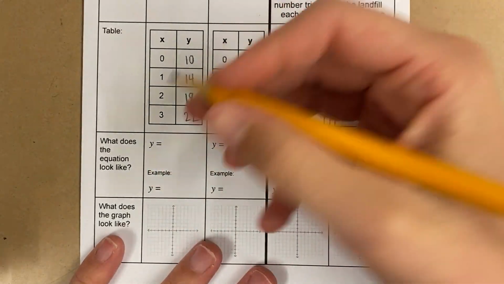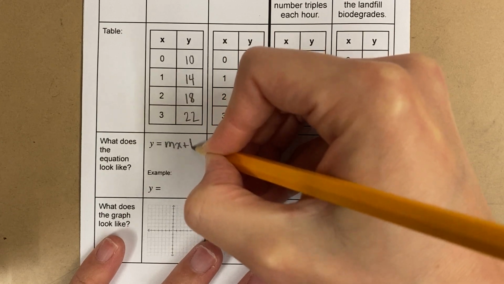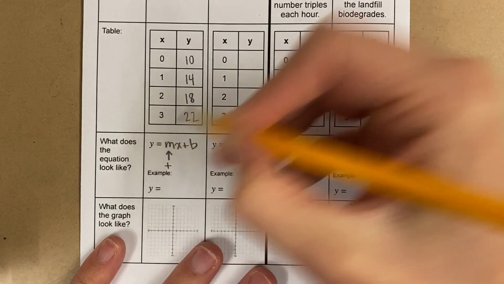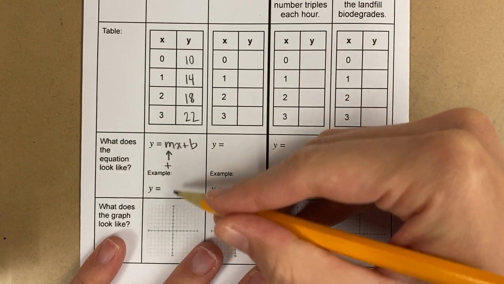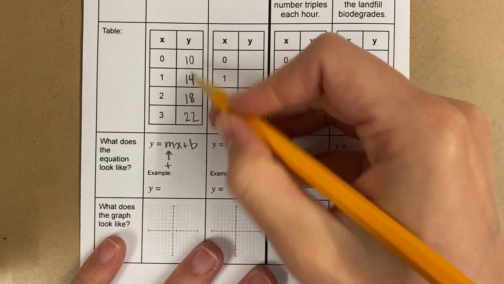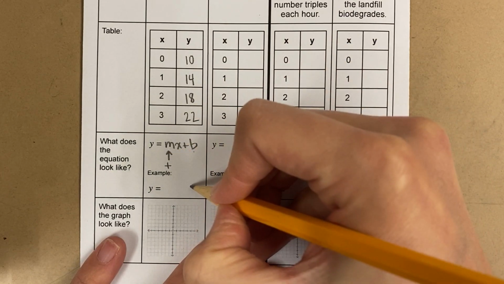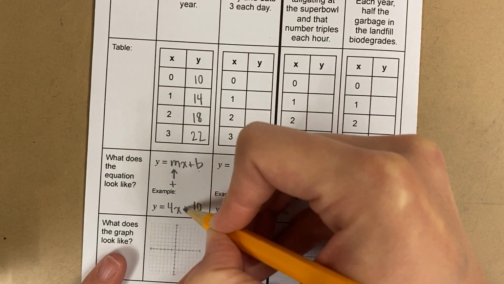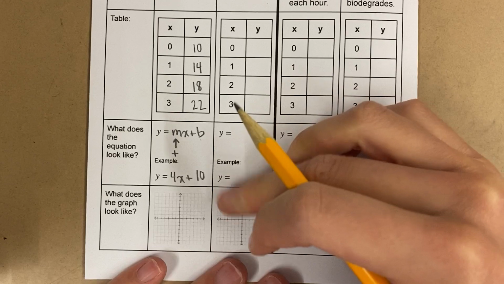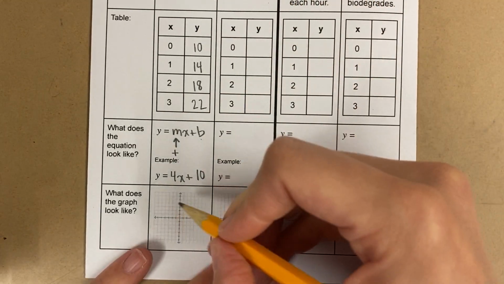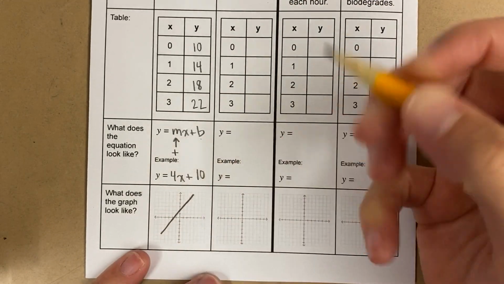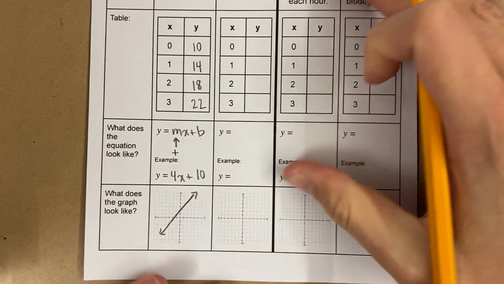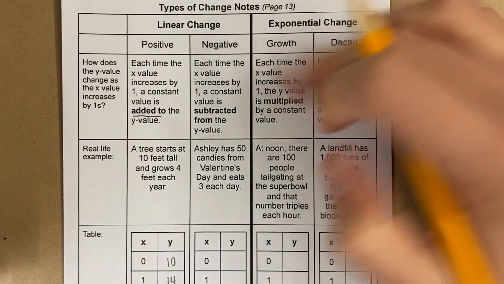Now, with positive linear change, the equation is going to look like y equals mx plus b. And this number, because the change is positive, this slope is going to be positive, okay? So, for example, in this case, this is the starting point. So my starting point in this example is 10, and then it's going up by 4 each year. So this is an example of what this equation would look like. And what does the graph look like? Well, it usually looks like this. It's a straight line, and it's going up, right? The slope is positive.